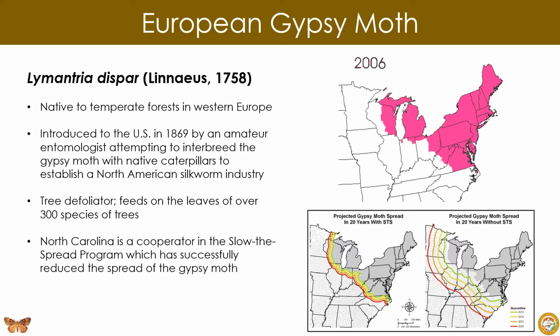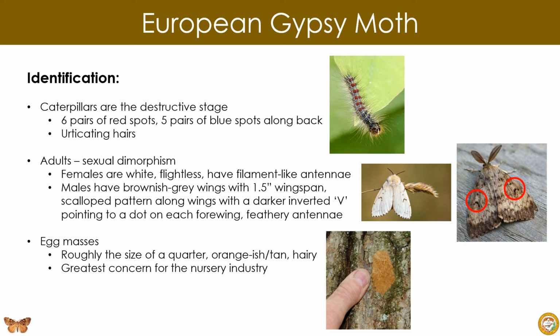Gypsy moth is a tree defoliator and feeds on the leaves of over 300 species of trees. North Carolina is one of 11 state cooperators in the Slow the Spread program, which is an integrated pest management program developed to reduce the spread of European gypsy moth. The destructive life stage, the caterpillar, is easily identifiable by the 6 pairs of red spots and 5 pairs of blue spots along their backs. They have urticating hairs, and you need to be careful if handling. When they first hatch, they are quite tiny, but as they eat, they reach 1.5 to 2.5 inches in length. They are found from late March to late May in North Carolina.